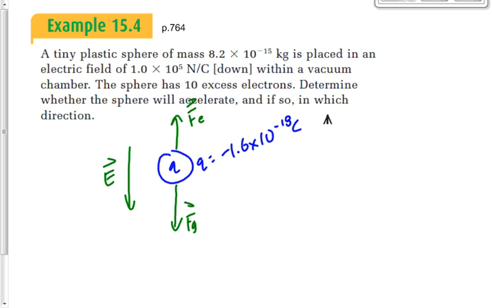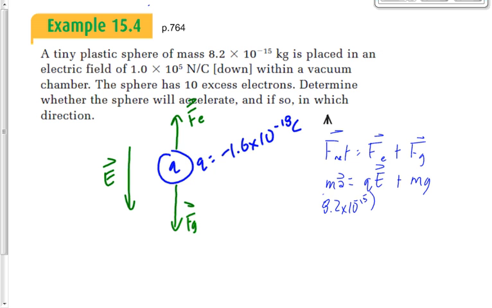Again, we're going to assume here that it's going to accelerate. We don't know that that's the case, but if we're wrong, we'll find out in just a second. If we're wrong, what are we going to find the acceleration to be? If it doesn't accelerate when we think that it does, a will be equal to 0. So let's find the acceleration. If it's 0, then it doesn't accelerate. If it's not 0, then it does accelerate. m times a is equal to q times E plus m times g. The mass here is 8.2 times 10 to the minus 15.